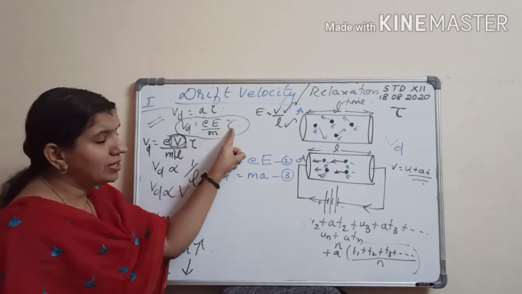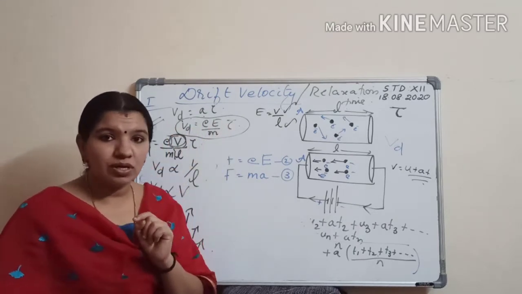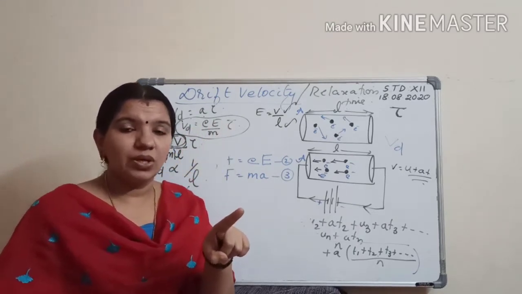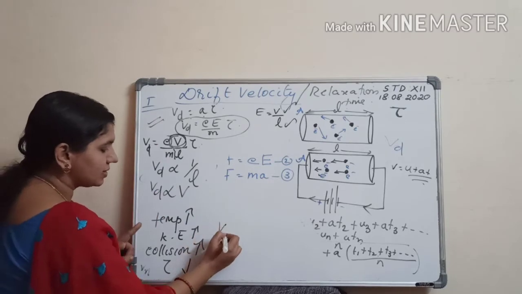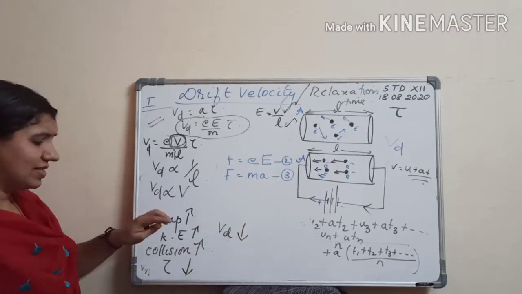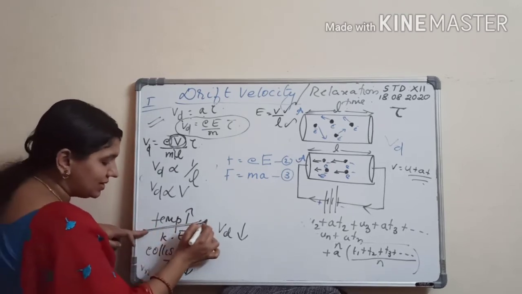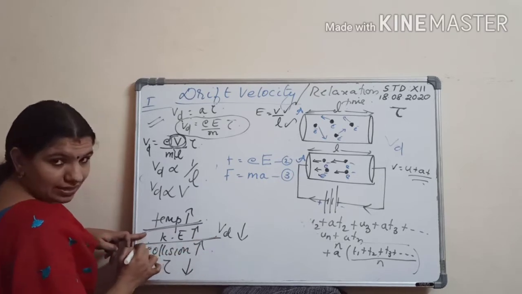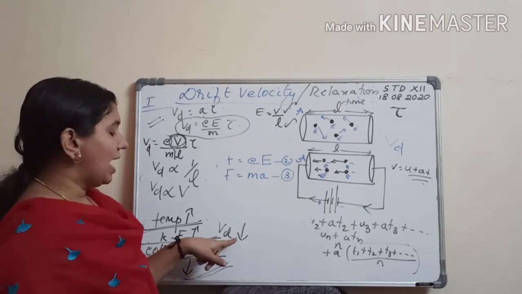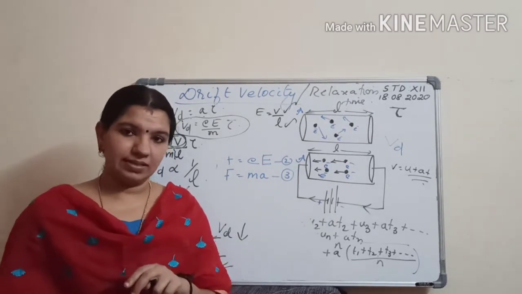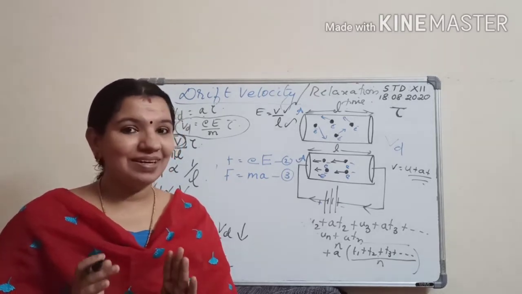Now if the relaxation time is reduced, what about the drift velocity? Because Vd is directly proportional to tau, if the relaxation time is reduced, Vd also decreases. Got it? So this is one of the important points: when temperature is increased, kinetic energy increases, as a result collisions increase, relaxation time decreases, and so the drift velocity also decreases. This much is clear for you? Yes or no? I hope it is yes.